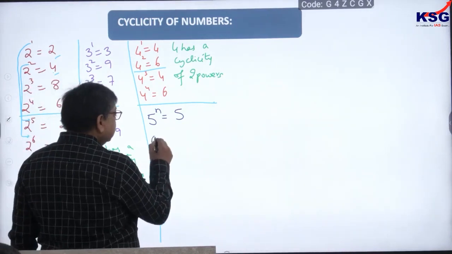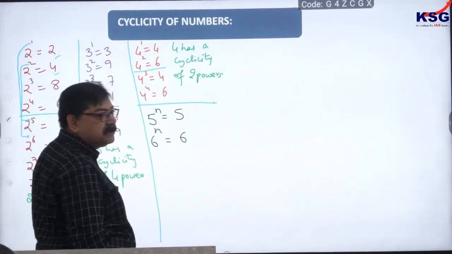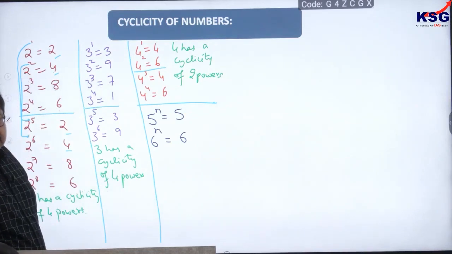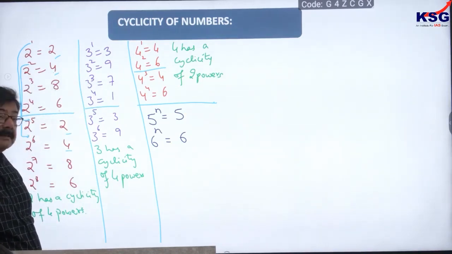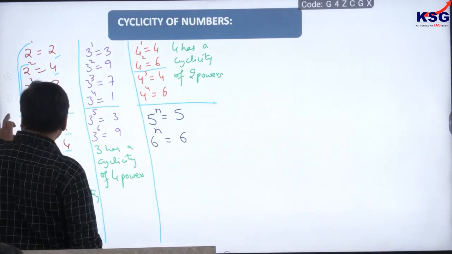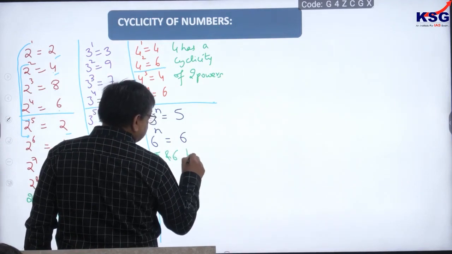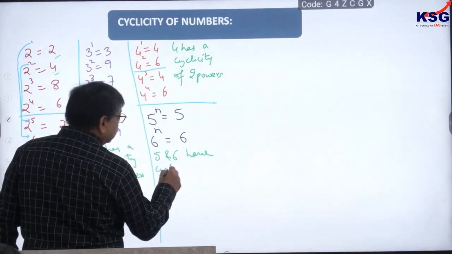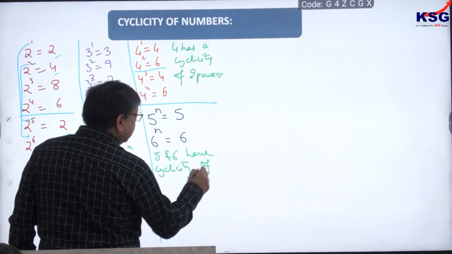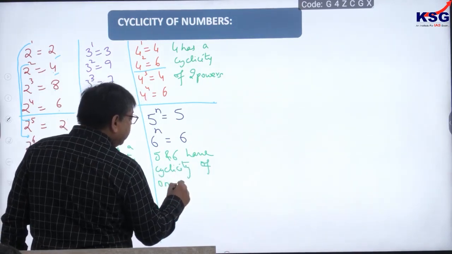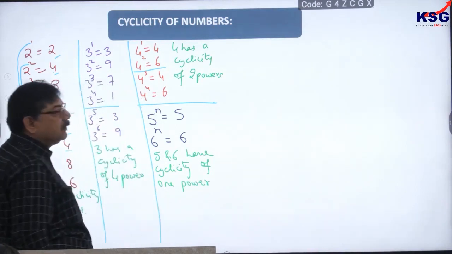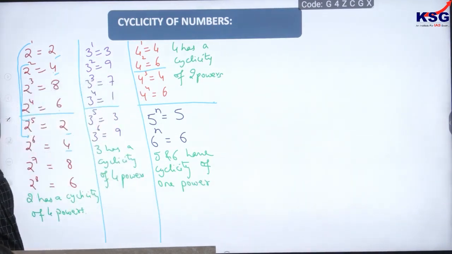All right. Similarly, 6 to the power of anything is going to give you 6 in the unit space. 6 power 1 is 6, 6 power 2 is 36, 6 power 3 is 216, and so on. Right. So here we can say that 5 and 6 have a cyclicity of 1 power. So every 1 power that we go ahead, we are getting 5 or 6, the same digit, whatever may be the power of 5, whatever may be the power of 6.